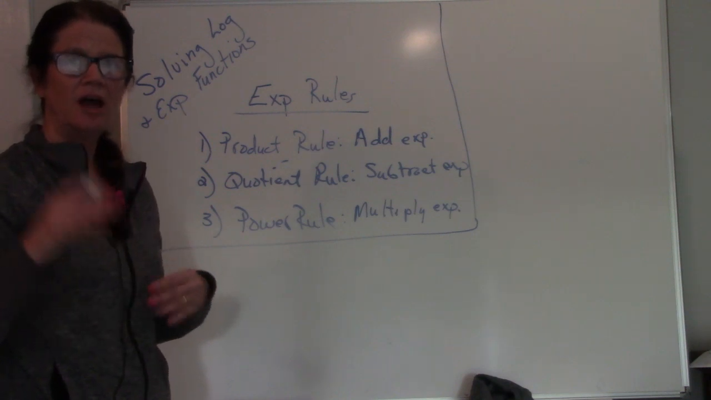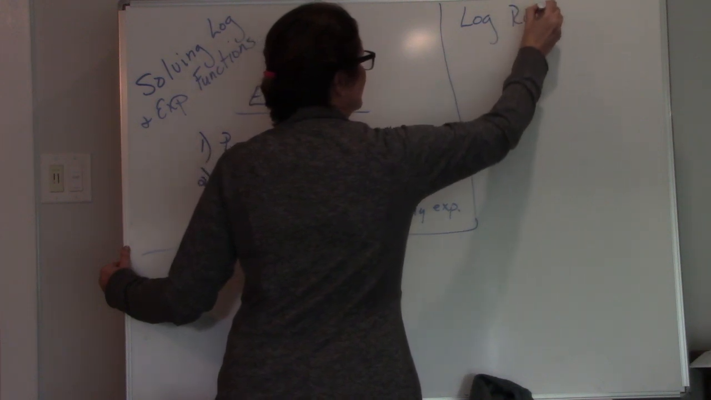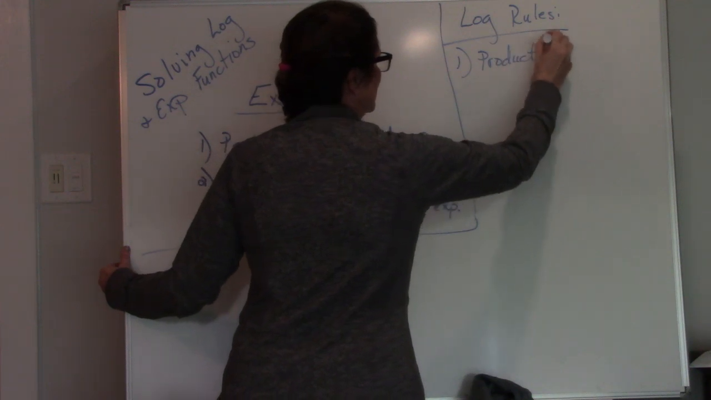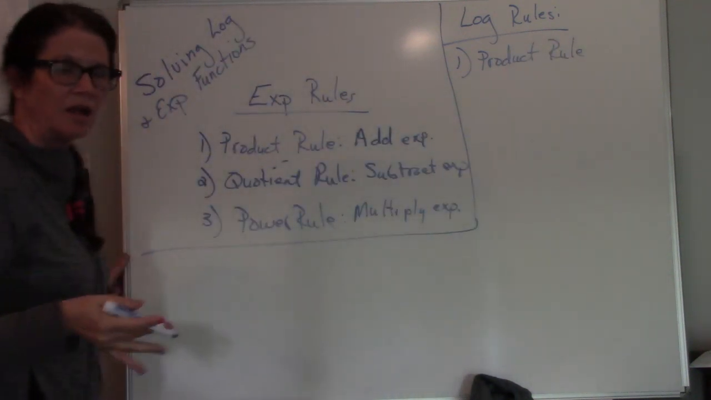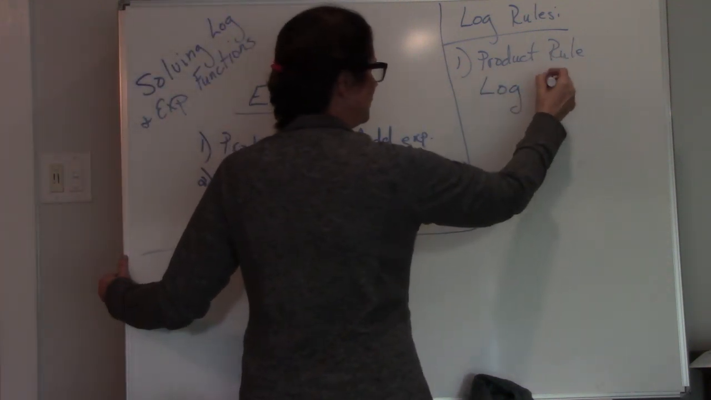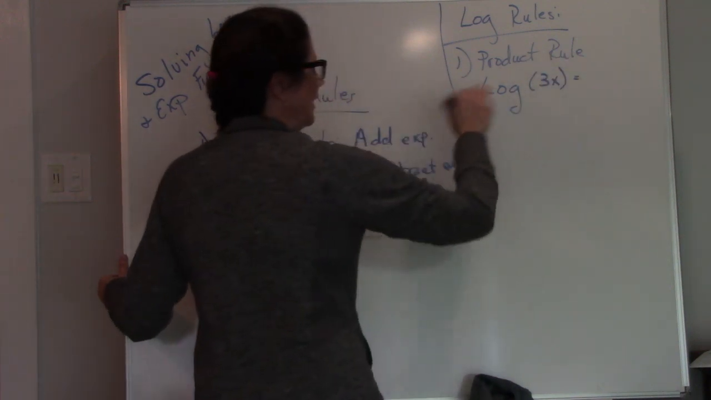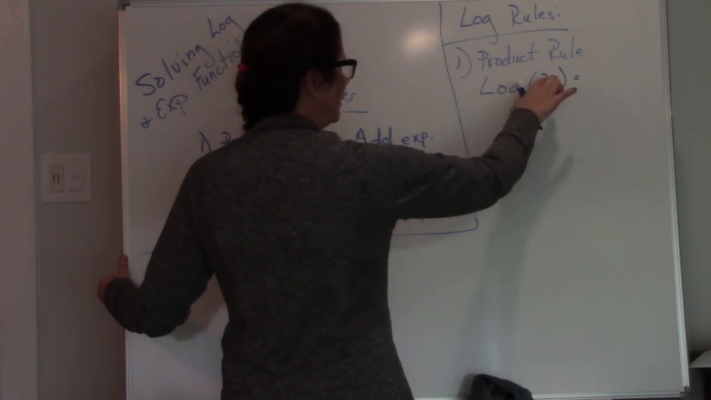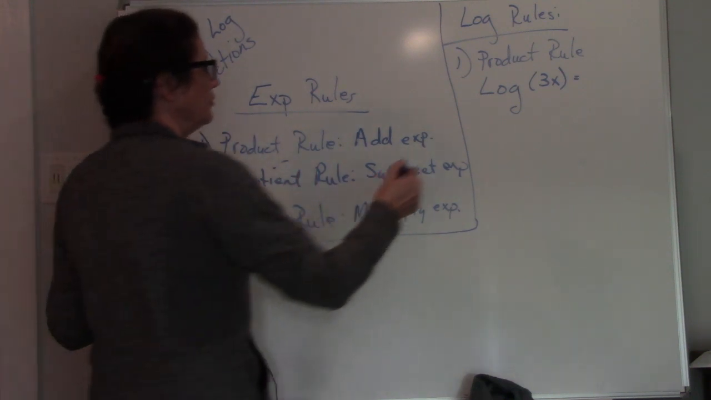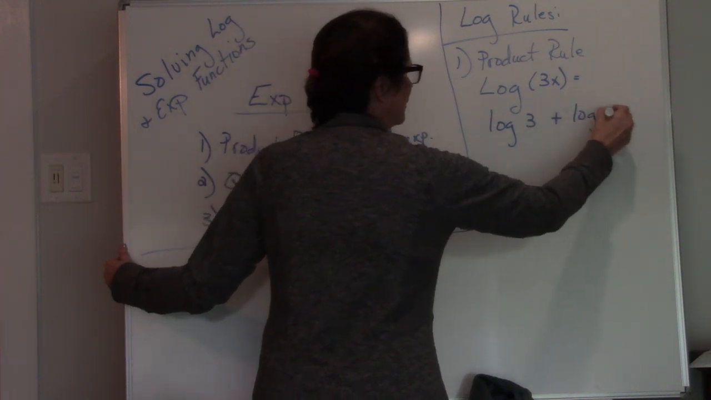It's just, again, a log is a rewritten exponent. So we have our log rules. Okay, so the first one is product. So we are multiplying logs. So let me give you an example. If I have log, and we'll use base 10, of 3 times x. What I'm going to do is, because I am multiplying my log, I'm actually going to add. So what I'm doing is I'm expanding this log out. So I end up with log of 3 plus log of x.